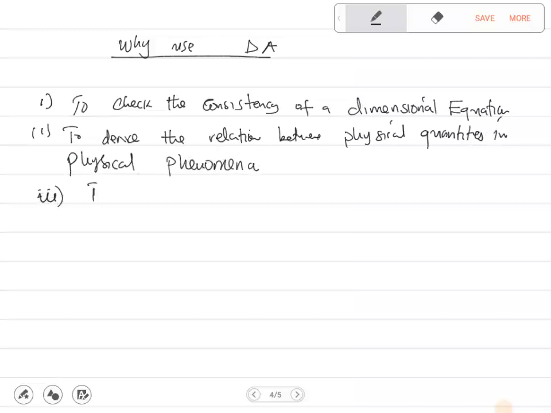Third, to change units from one system to another. All right. We'll do more examples on dimension analysis. For now, this is the introduction.